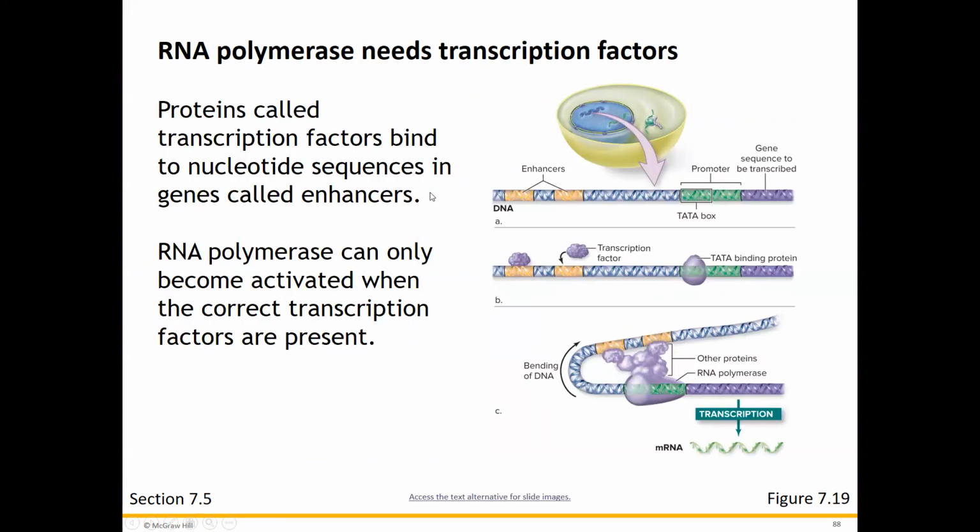The transcription factors will bind to nucleotide sequences, and there are sequences again all along this DNA, and these particular sequences are called enhancers, and they enhance the transcription of the gene. So when you have transcription factors attach onto these enhancers, it activates the RNA polymerase. Whereas if they weren't there, the RNA polymerase wouldn't even begin transcription, and so the protein won't be made. So it's a way to control gene regulation.